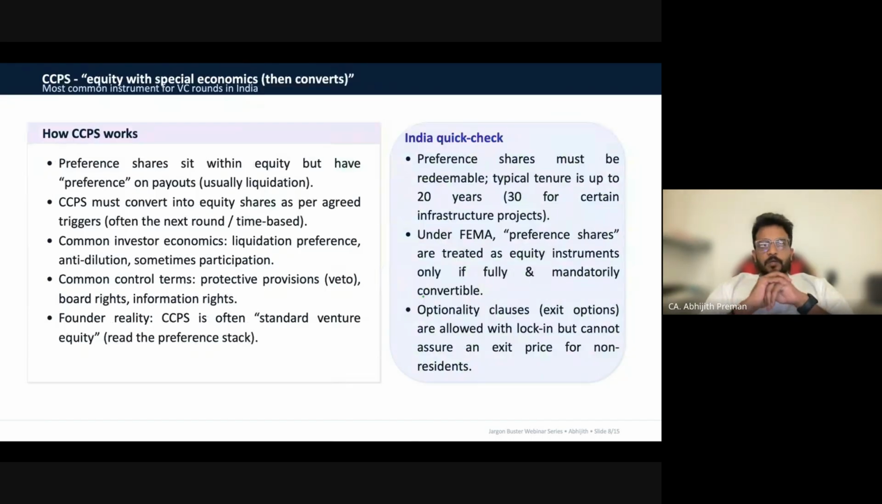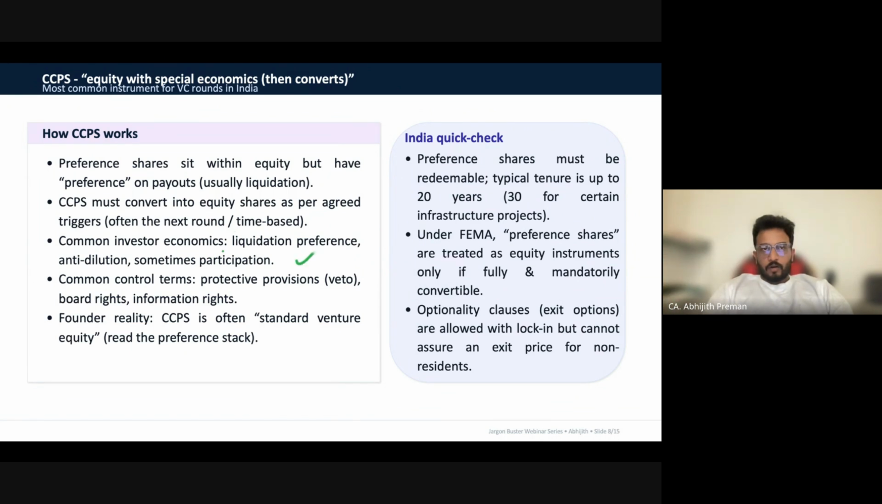Then CCPS, equity with special economics, and then converts. Most common instrument for VC rounds in India. So preference shares sit within equity, but have preference on payouts. Like I've told earlier, when the company winds up, first you will have to pay the preference shareholders and then only the equity holders. So they have preference. That's why it's called preference shares. Then CCPS must convert into equity shares as per agreed triggers. So here also the conversion terms will be specified, but this also must be converted. It is again compulsorily convertible. Okay, it's not optional, it's compulsory.